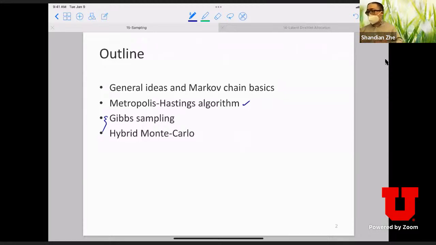So Gibbs sampling essentially uses the conditional distribution, the conditional joint distribution, as the transition kernel to generate the samples. As a result, the acceptance rate is always 1. Right? And the second one is called hybrid Monte Carlo sampling, right? Which is often used in physics simulation.